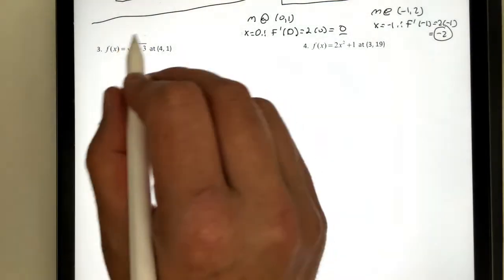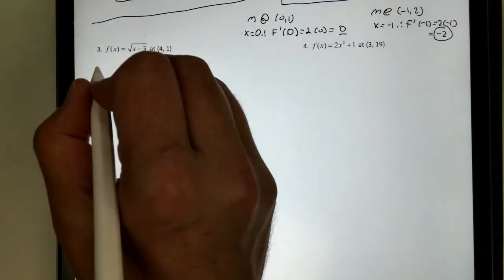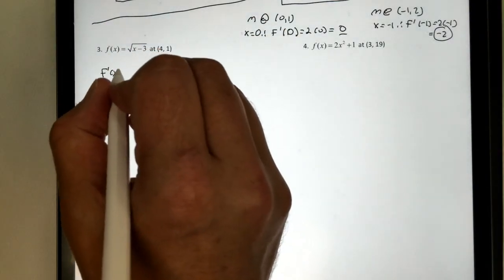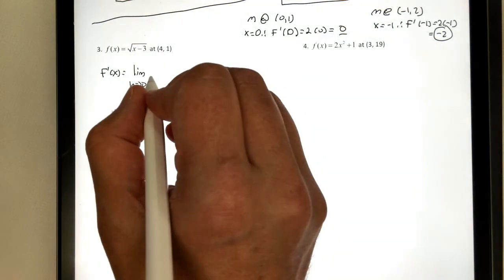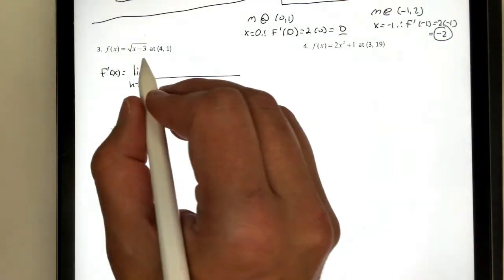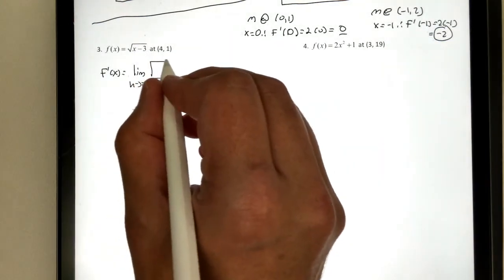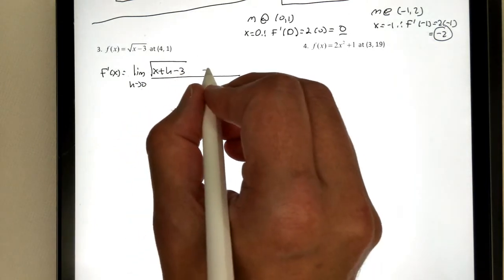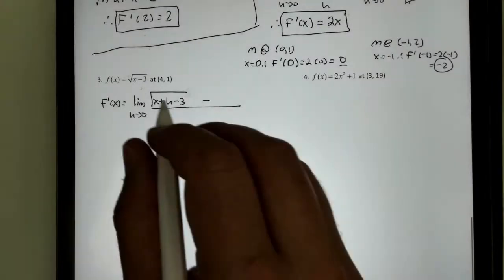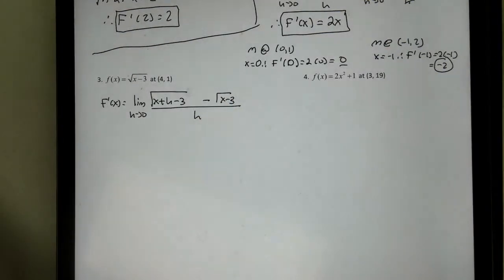I want to find the derivative of a radical function. So I'm going to do the same thing. F prime of x is the limit as h goes to 0. Now our rule here, everywhere there's an x, I plug in an x plus h. We get the square root of x plus h minus 3 minus, remember, the original function, which is the square root of x minus 3 over h.